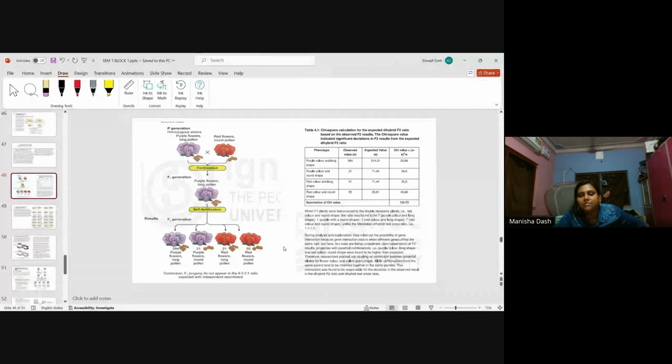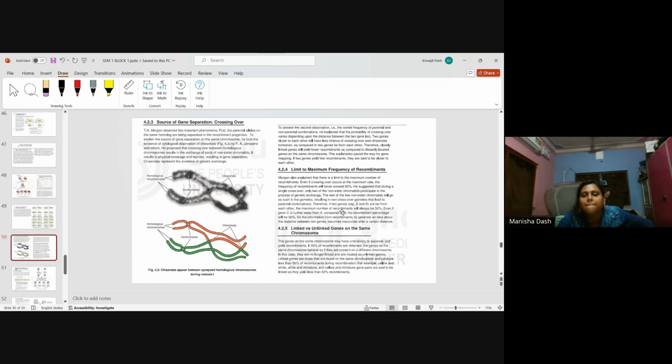So there is one thing which you must remember, that is the maximum percentage of recombination. The maximum percentage of recombination will always be 50%. That you can observe in case of independent assortment. So in Mendelism, if you remember, in case of a dihybrid cross, the maximum percentage of recombination that can occur is actually 50%. That means 50% will have the parental combination and 50% will have the recombinant character.